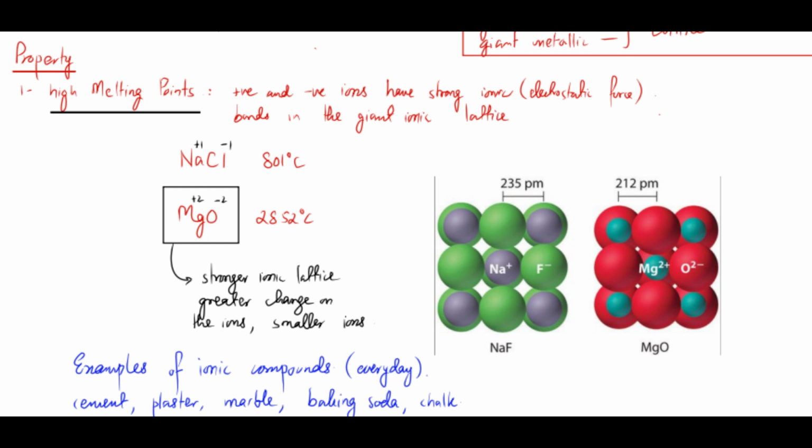And the charges are greater. As you see, sodium has a +1 charge and magnesium a +2 charge. Chloride has a -1 charge and oxide has a -2 charge.